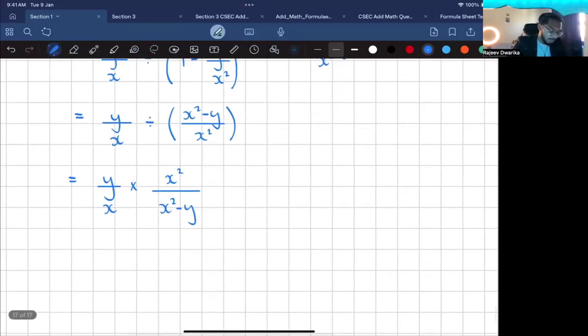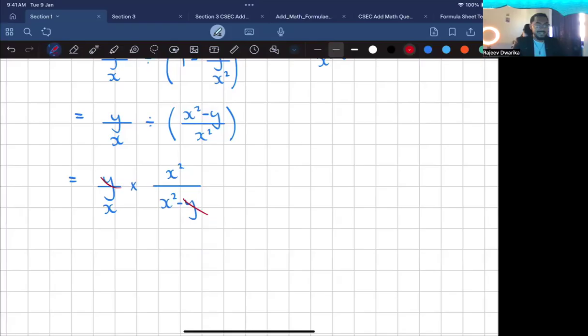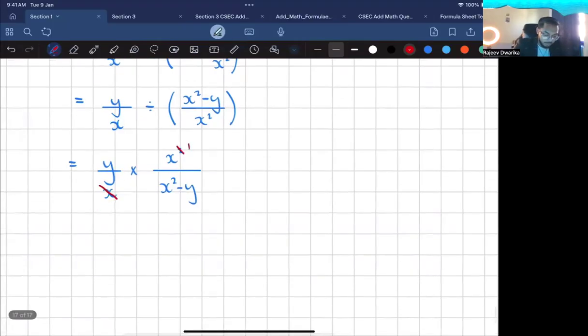You see anything that could cancel off? The y and the x. Well, no, you can't do that. Tell me why. Because it's more than one term. This is a binomial expression. The y is involved with x squared, so you can't do that. What about the x squareds? Yeah, I can do that. One of the x's here would cancel off with one on top. So tell me, what would you be left with?